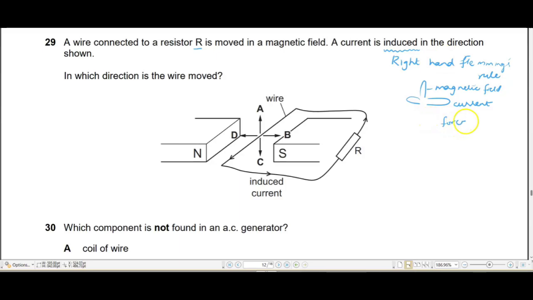shows the force. So if we now place our hand like this, okay, first finger is pointed towards right, the current is pointing towards us, so the force is going to be pointing downwards. So our magnetic field first finger is pointing like this, the finger of the current is towards us, and the thumb is pointing in the downward direction. So C is the correct option. This is the direction in which the wire is going to move.